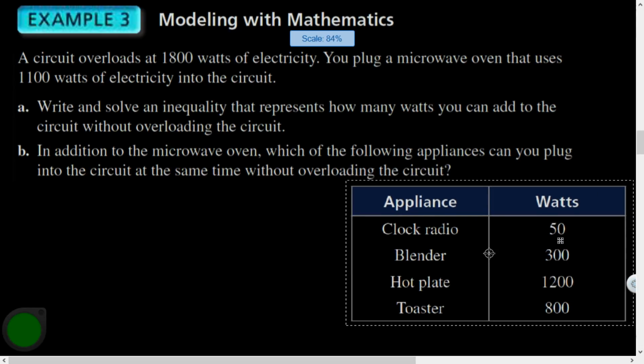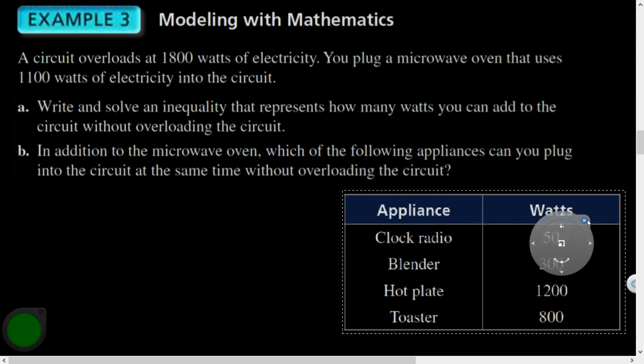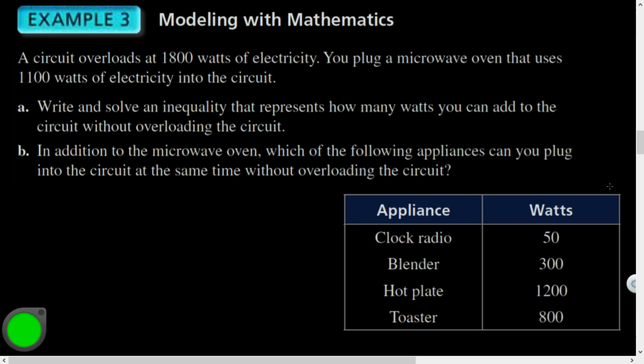Scariness. Ooh, appliance and watts. Man, I popped a breaker switch just yesterday. I had too many things running on it. It was crazy. All right, here it says, a circuit overloads at 1800 watts of electricity. You plug in a microwave that uses 1100 watts of electricity into the circuit. Write and solve an inequality that represents, and watch this, the question is my variable. How many watts you can add to the circuit without overloading the circuit.